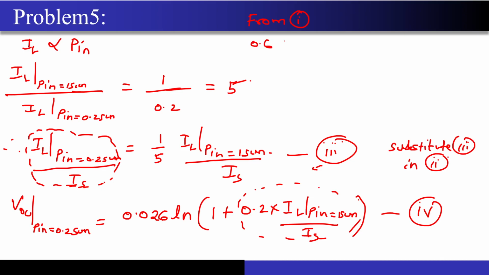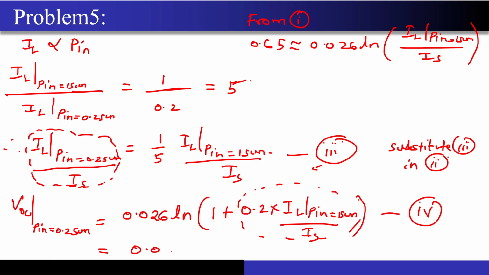Correct? So now from 1 itself, I can write 0.65 to be approximately 0.026 ln of IL at P in equal to 1 sun divided by IS. Correct? So now if I write equation number 4 by ignoring the 1, this will come out to be 0.2 into IL at P in equal to 1 sun by IS. Correct? So this is the open circuit voltage that I wanted at 0.2 sun intensity.